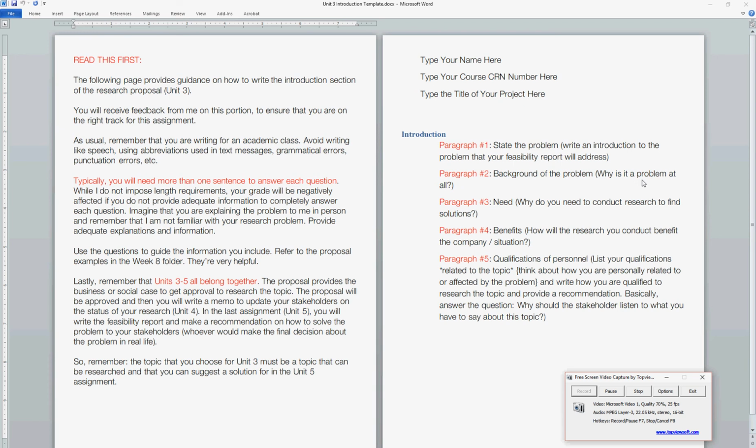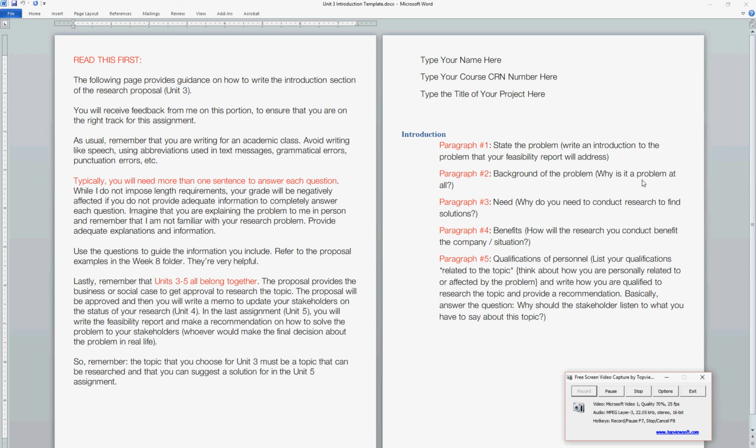Because typically we would not want just anybody to give us advice. You can think of it that way. If you had a problem, you would likely go to a person who you trusted or you knew well, or you know that they're smart or they have some familiarity with your problem. You would go to them for advice. So think of this qualifications of personnel in that way, explaining why you would be qualified.